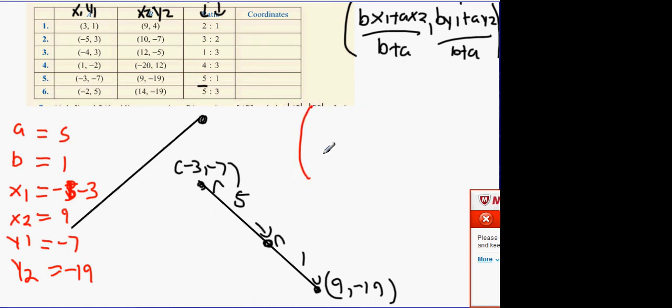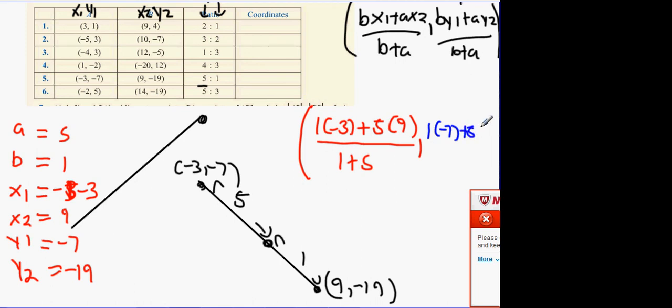So what we'll do next is this. bx1 is 1 times minus 3, plus ax2, 5 times 9. Close your bracket. All over b plus a, 1 plus 5. That's your left side. Now on the right side we're going to have by1, which is 1 times minus 7, plus ay2, 5 times minus 19. All divided by 1 plus 5.